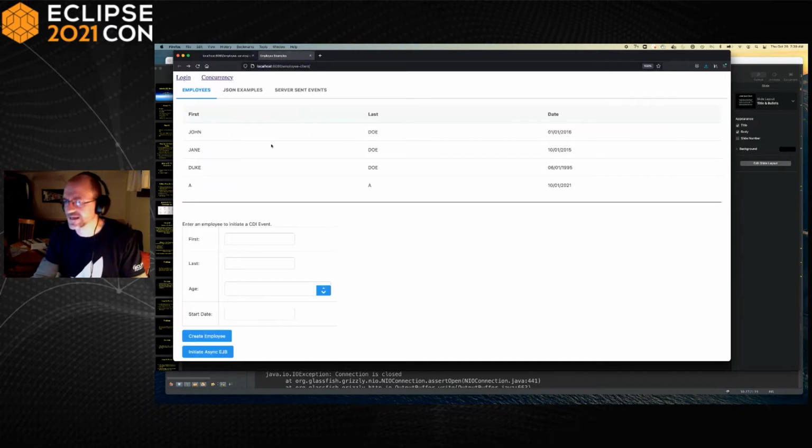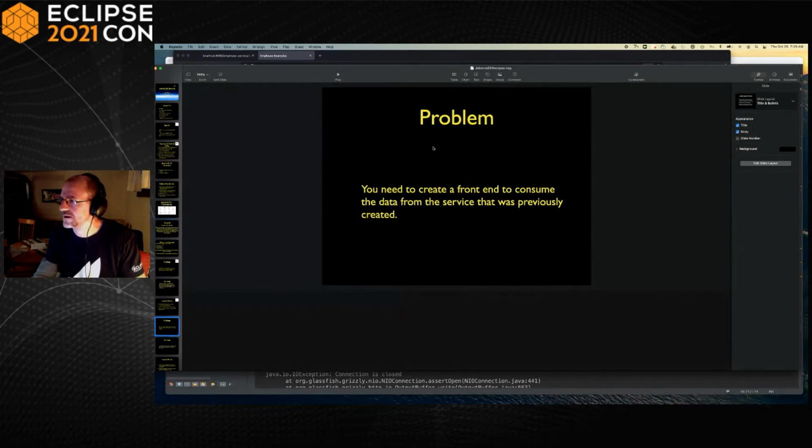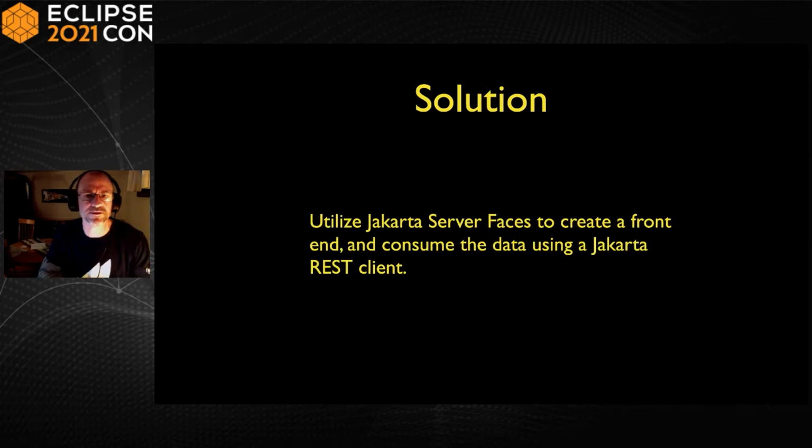And then the next thing we would like to do probably is to make this available via front end. Now, I showed you briefly the front end, but basically what I've done is I've used Jakarta Server Faces to create a front end and consume the data. And then we use the Jakarta REST client to obtain that and put it into a controller, and then throw it into a list. And then I go ahead and I show that with a data table.